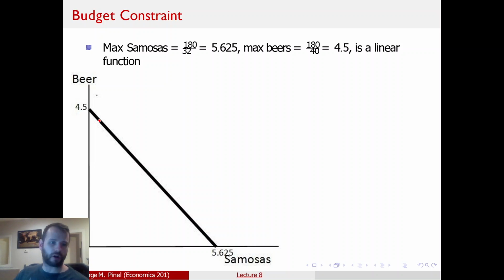Or if it was a dollar amount, let's say each beer cost you $2 and each samosa cost you $1 and you had $10. This will be the amount of beers that maximizes your budget constraint when you consume zero samosas. This would be the amount of samosas that maximizes your $10. So this would be 10. This would be 2 if it was a dollar amount. But at any rate, this is all the combinations of consumption bundles that will maximize your budget constraint.